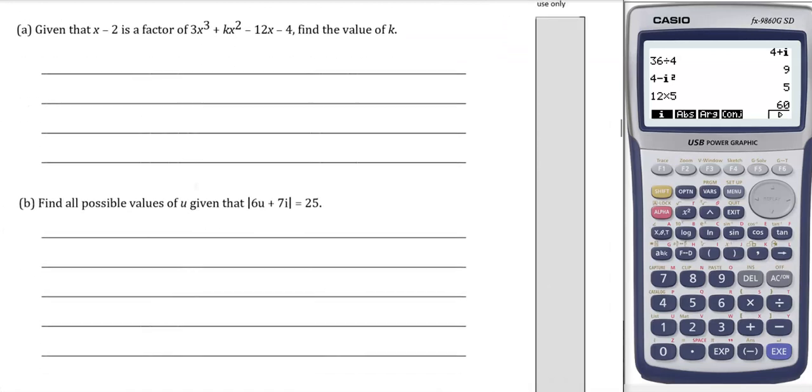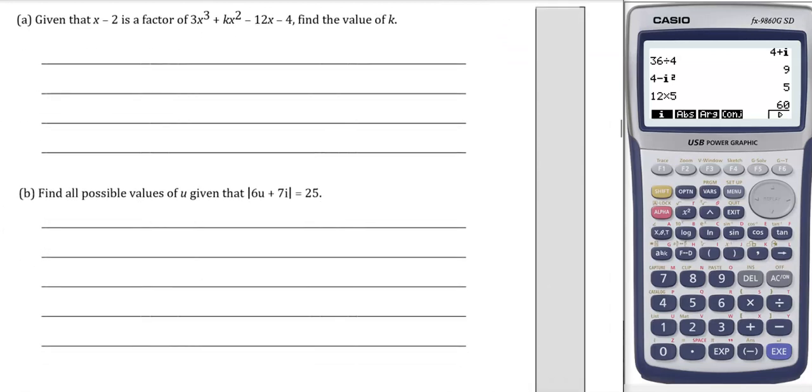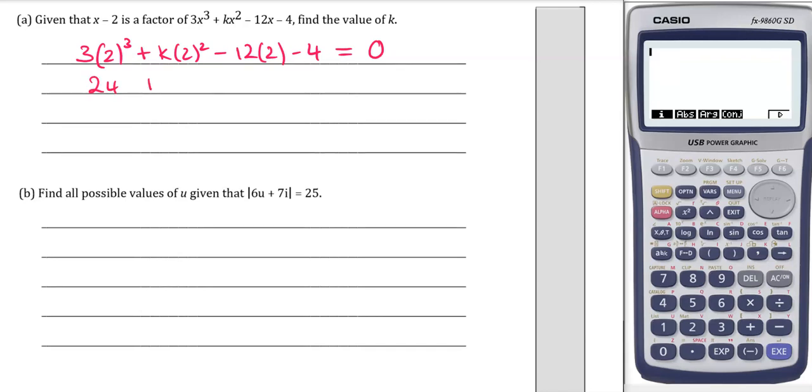Okay, question number 2. Given that x minus 2 is a factor, find k. So if x minus 2 is a factor, we can put 2 into that expression, like so. And if it's a factor, that will be equal to 0. Right, so 2 cubed is 8 times 3 is 24. Then we've got 4k minus 24 minus 4 is 0. So 4k minus 4 is 0. 4k equals 4, so k equals 1.